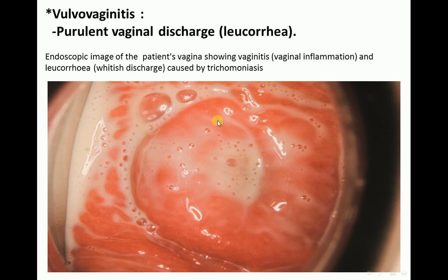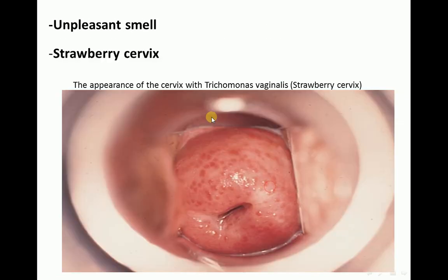This image shows an endoscopic image of the patient's vagina. We can see the inflammation of the vagina and the whitish discharge, leukorrhea, caused by trichomoniasis. Unpleasant smell and strawberry cervix.